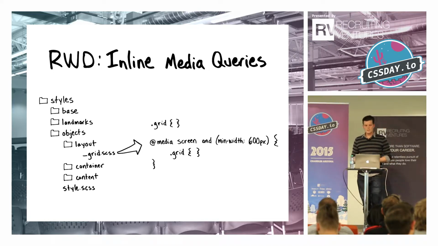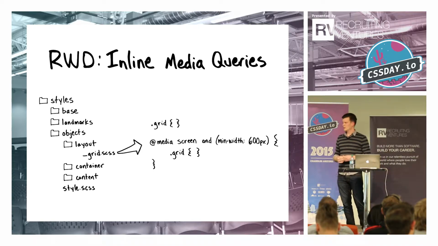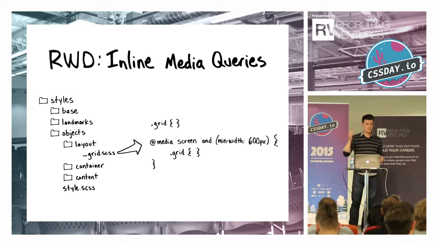A couple pros for this, it simplifies our code base. There is less code to manage. There are less files to deal with. And changes to your grid object, if you need to go in and make a change, it's all right there. It's in one file. It's very easy to see. Things are very close in proximity to each other.